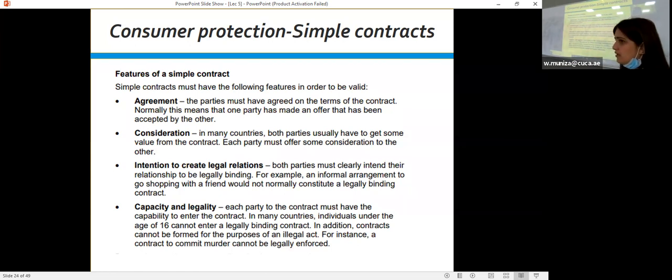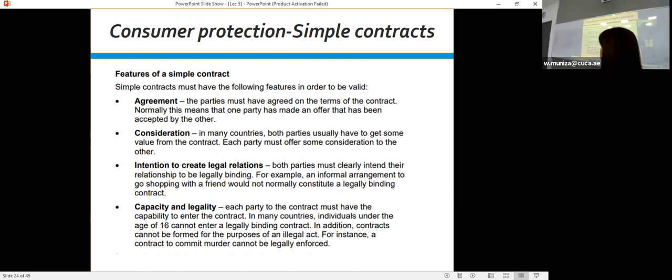Then consideration. A contract is always made in order to give value to both parties. The party making an offer will get some advantage. The person receiving the offer will also have some advantage. So there is always a consideration involved in a contract. In many countries, both parties usually have to get some value from the contract. Each party must offer some consideration to the other.